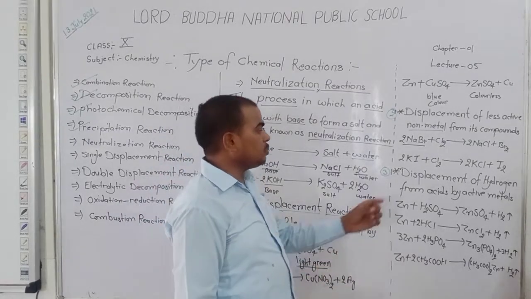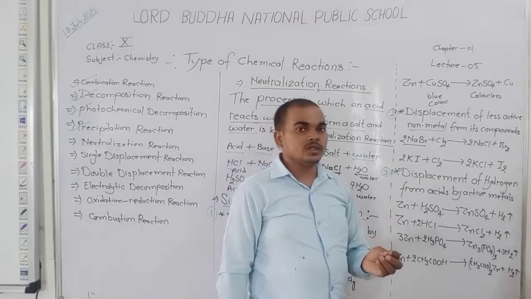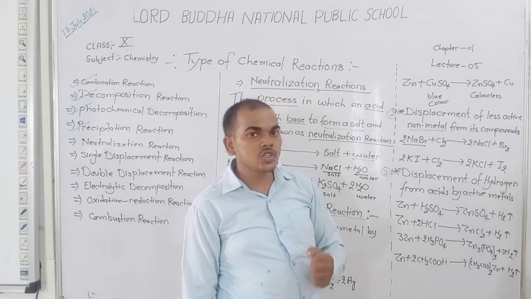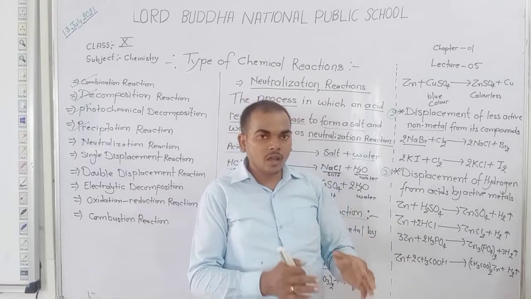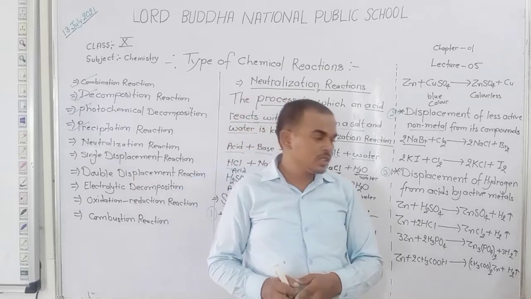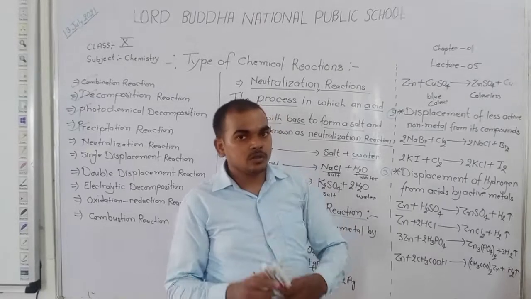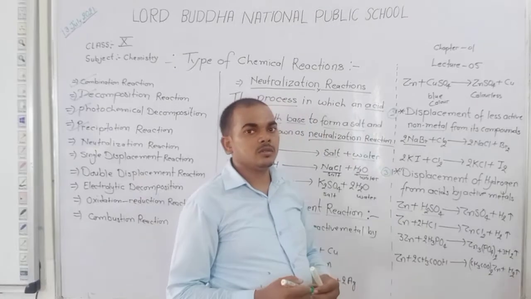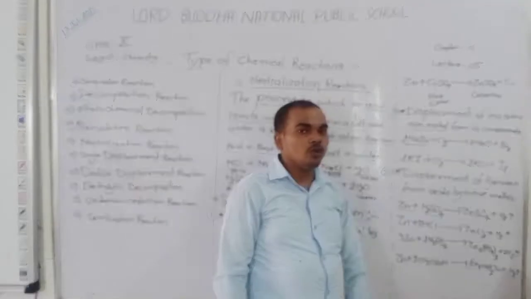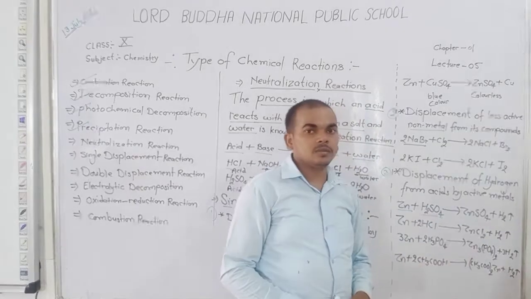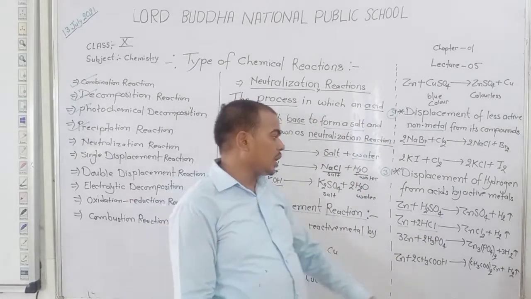The third point is displacement of hydrogen from acids by active metals. Dear student, in some reactions, a metal displaces the hydrogen gas from the acid. The more active metals, which are more reactive than hydrogen, displace the hydrogen from the acid. For example, when you dip zinc metal or zinc dust into dilute sulfuric acid, zinc displaces the hydrogen and produces ZnSO4, and hydrogen is released as gas. Here, zinc also displaces hydrogen from HCl and produces hydrogen gas and zinc chloride.